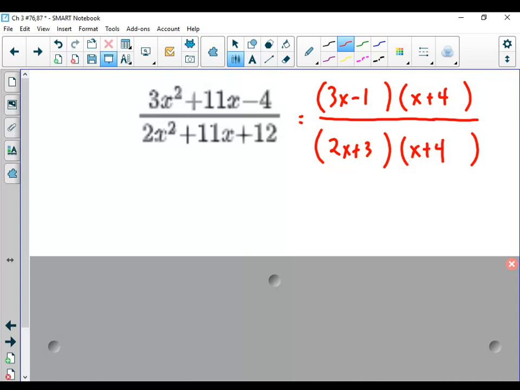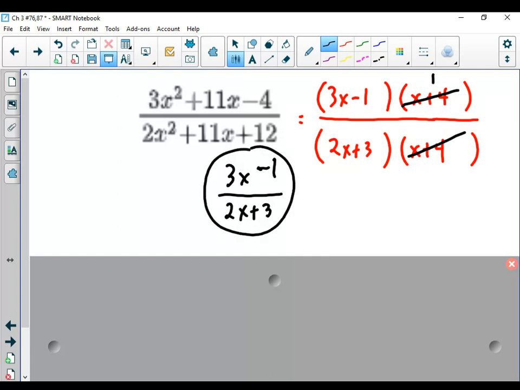That's the part that takes the most time, because now it's just a matter of what things we can simplify. And in this case, we have the x plus 4s. So we know x plus 4 divided by x plus 4 is really just 1. So I end up with 3x minus 1 over 2x plus 3. And we decided that we can't really simplify that any further because those are terms that are linked together by their subtraction and their addition.